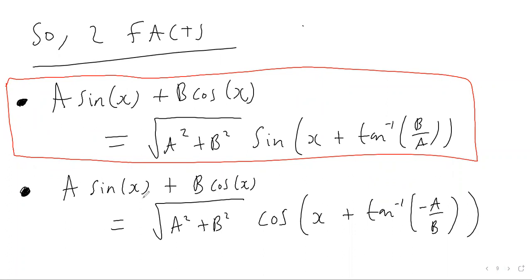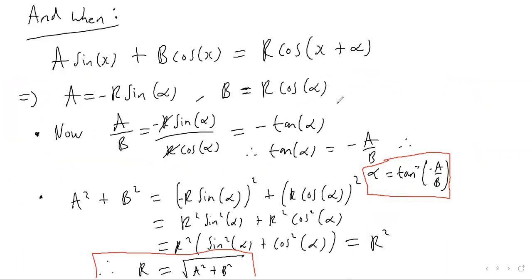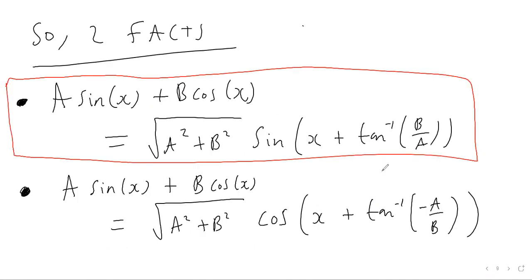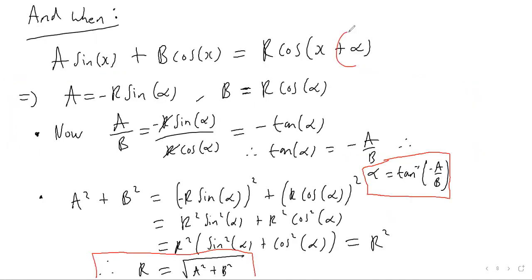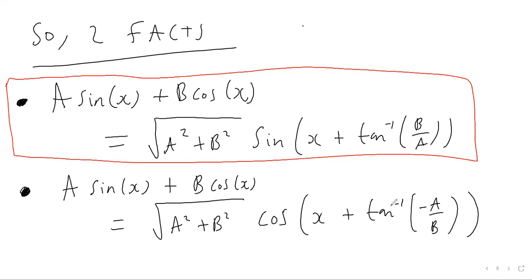And this second fact down here, which we worked out on the previous slide: when you want to convert A sine x plus B cos x into the form r cos of x plus alpha, it means r must be the square root of A squared plus B squared again, but your alpha, the angle value that you add on, your x translation, is going to be tan inverse of negative A over B this time. So negative A over B.